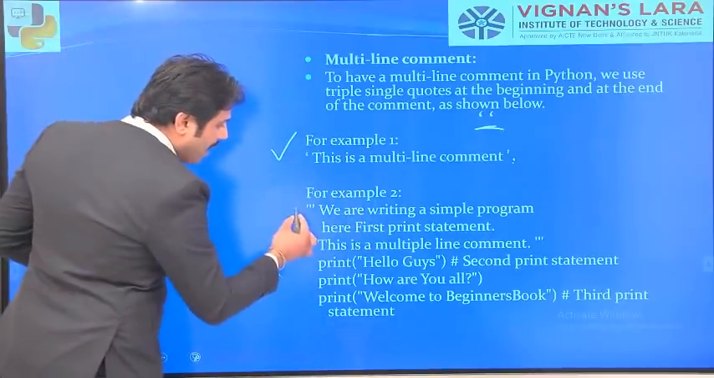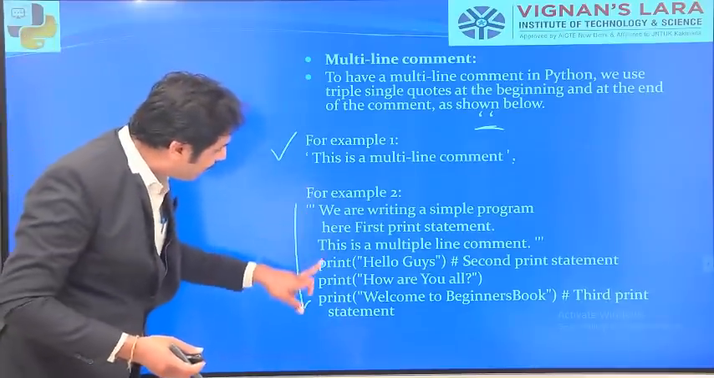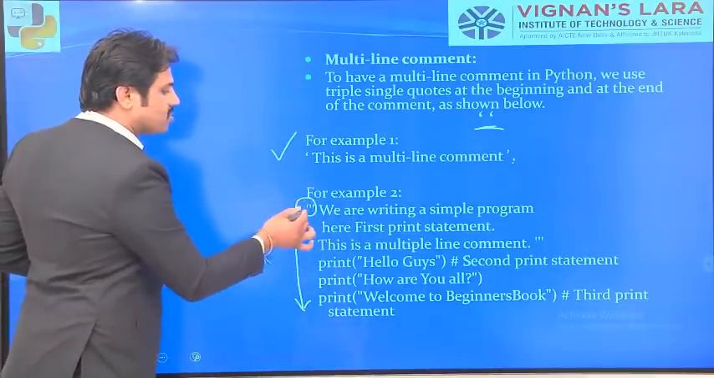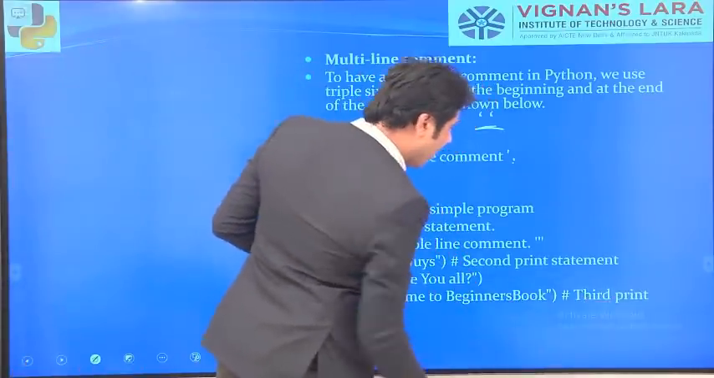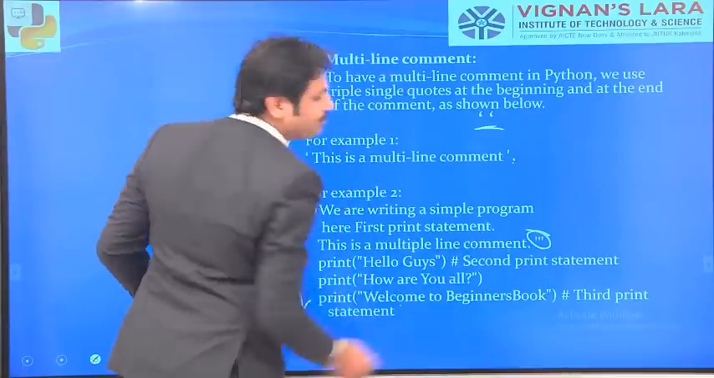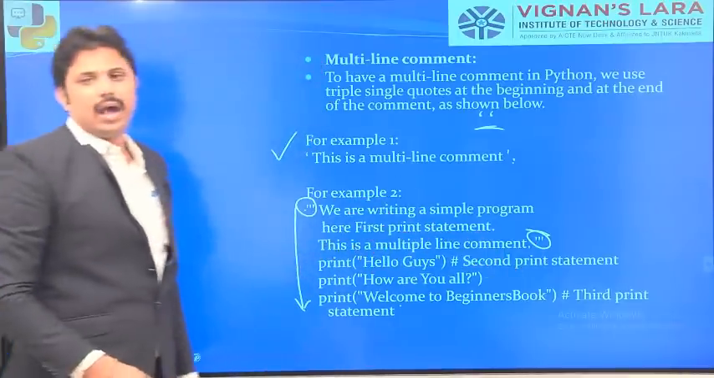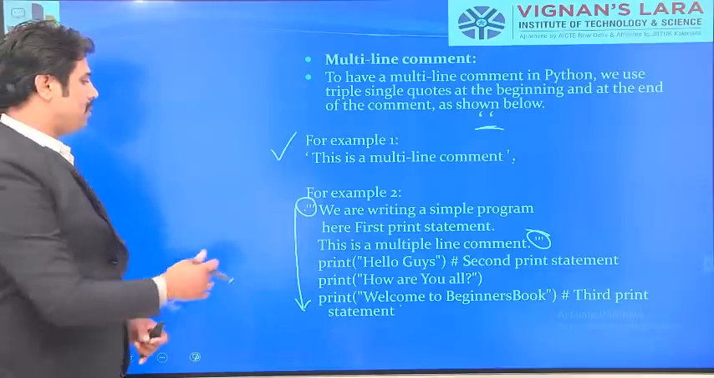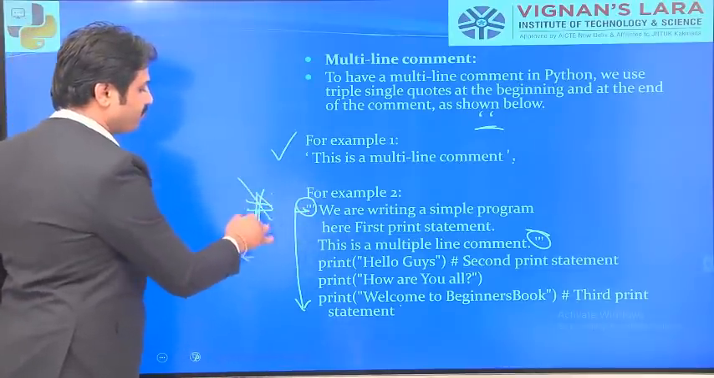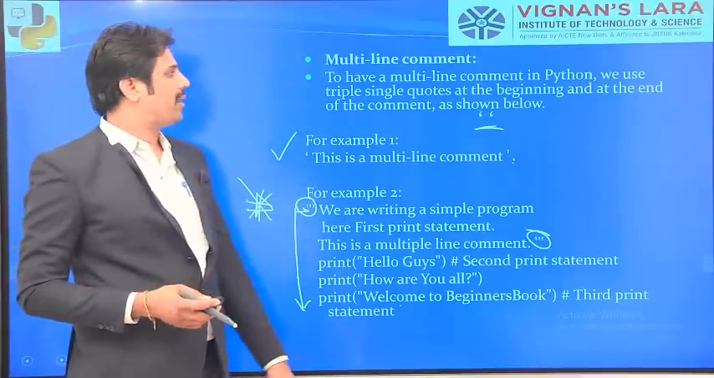For example, if my code has multiple lines, you use this symbol at the starting and also at the ending. Here I have 3 lines, that's why I use this symbol. Here hash doesn't work. So this is the multi-line comment.